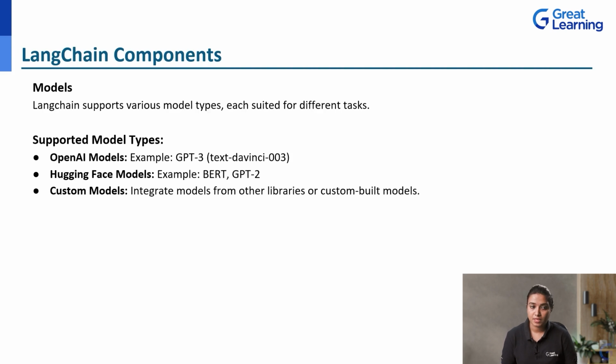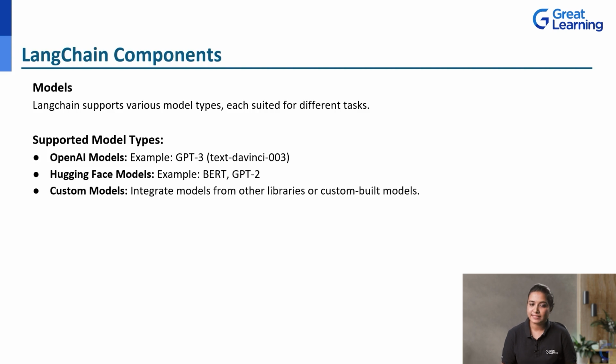Next, you have models. LangChain supports various models, each suited for different tasks. What are the types of models we have? GPT comes first, right? It is an old GPT, now it has evolved a lot. It has 16K Turbo, GPT 3.5. You have many kinds of models that are available. Hugging Face models, for example BERT, GPT-2. Again, it has evolved, it's just an example.